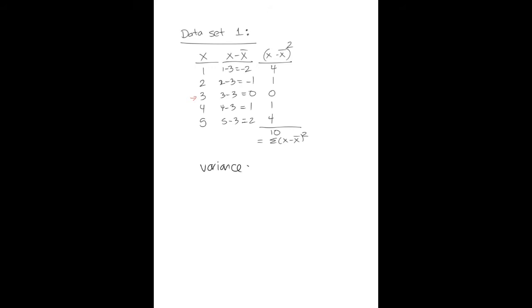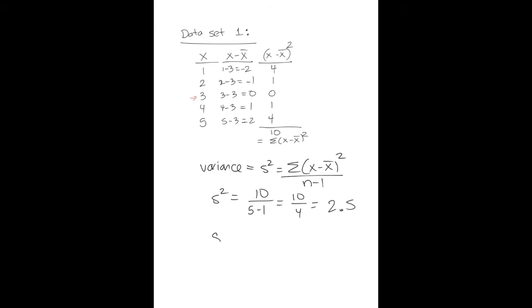The sample variance is denoted as s squared, and the equation is the sum of x minus x bar squared divided by n minus 1. So s squared in this case will be 10, which we already found in the previous step, divided by 5 minus 1, or 10 divided by 4, which equals 2.5.